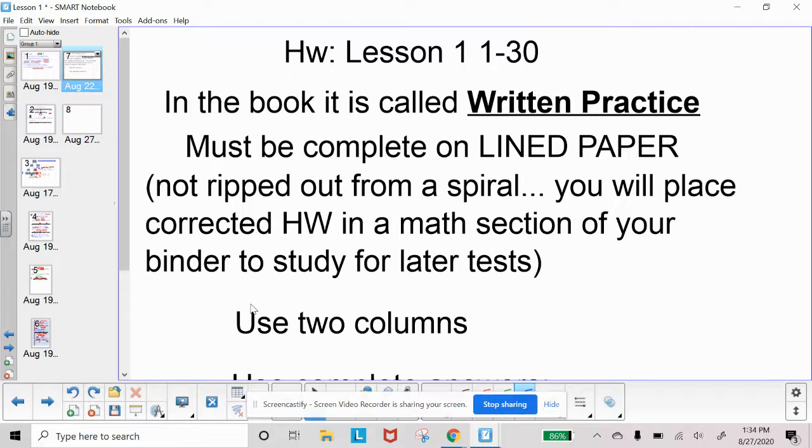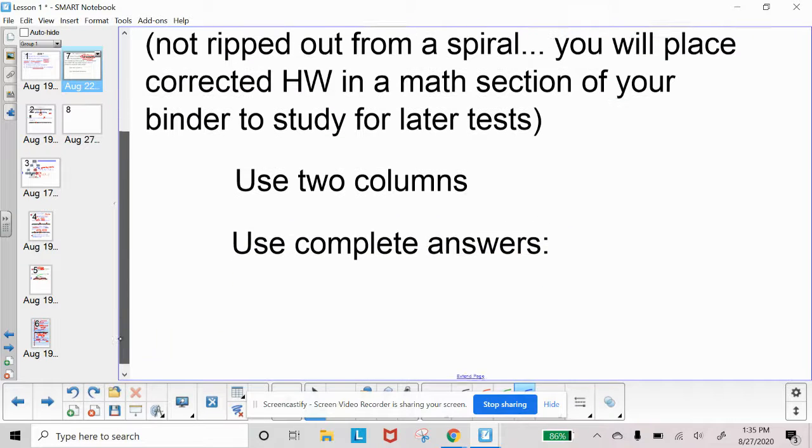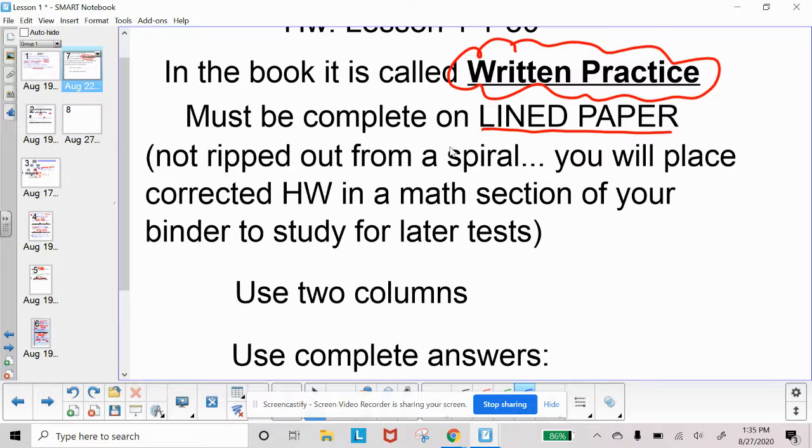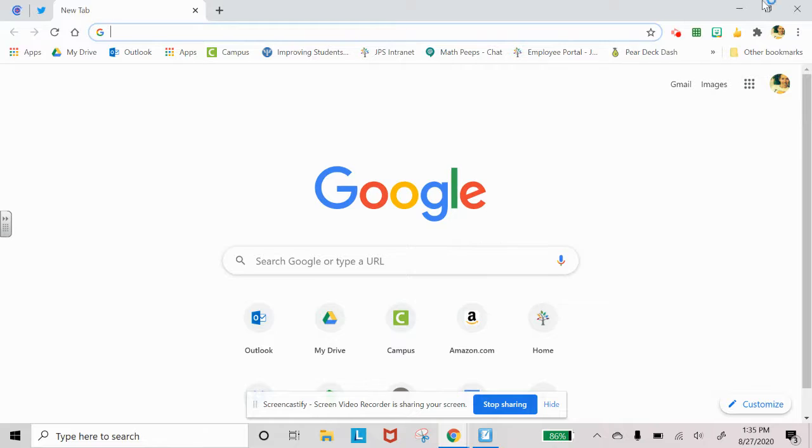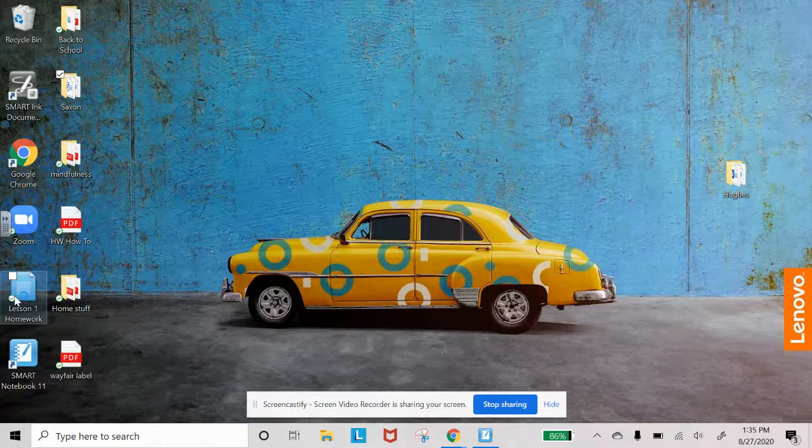All right, you're ready to do your homework. So lesson 1, remember it's called written practice. So there's a PDF in Google Classroom and it's written practice for lesson 1. You can open it up, take your lined paper and fold it in half. Don't rip it out from a spiral. And you're going to use 2 columns. And I'm going to show you what that looks like.